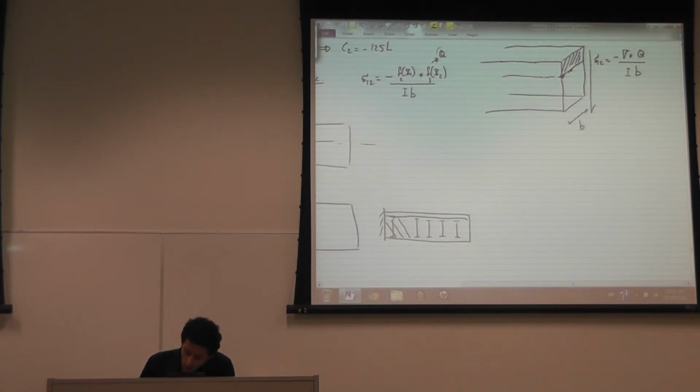Q is equal to the moment of area. This is the neutral axis. If this is T, and this from the neutral axis. This is x2. This is the location of the point where I'm calculating Q. And this is t over 2 minus x2.